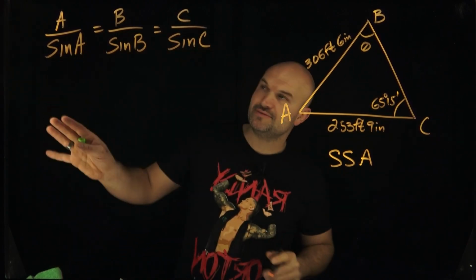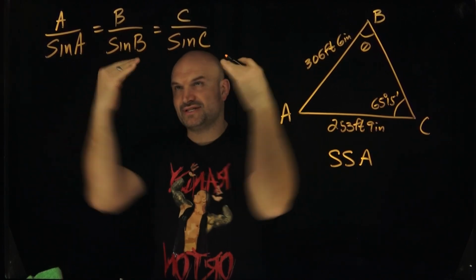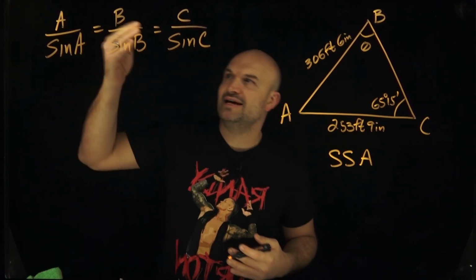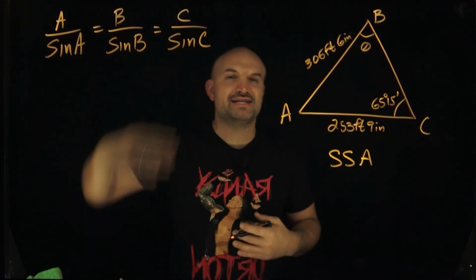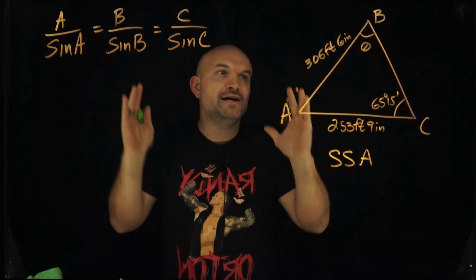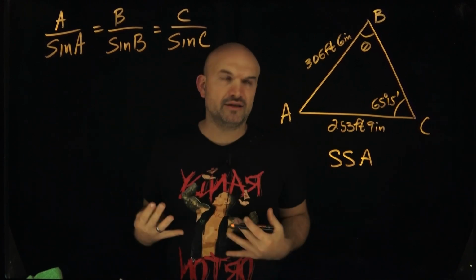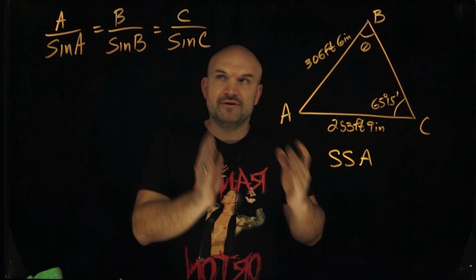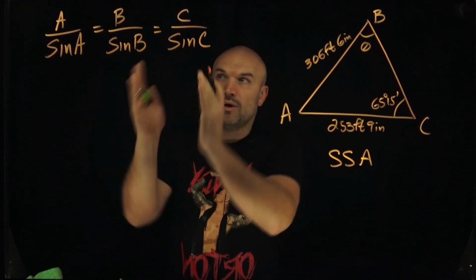Okay, so here is the law of sines, typically how you'll see it in a textbook. A over sine of A equals B over sine of B, which equals C over sine of C. These are all proportional to one another. Now, when we're using the law of sines, we only need to have two of these. We only need to create one proportion here.